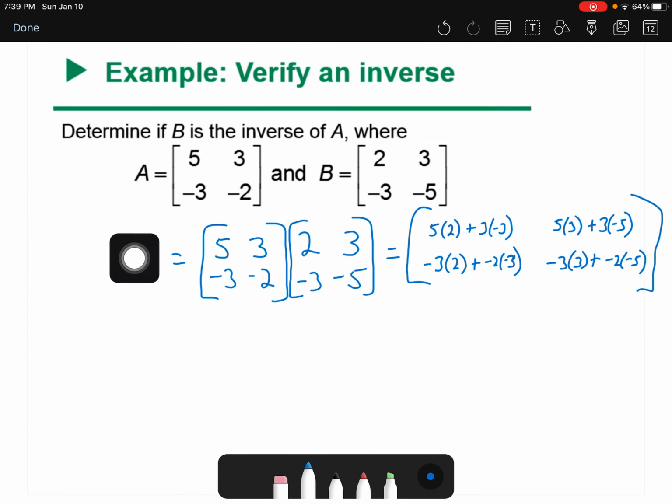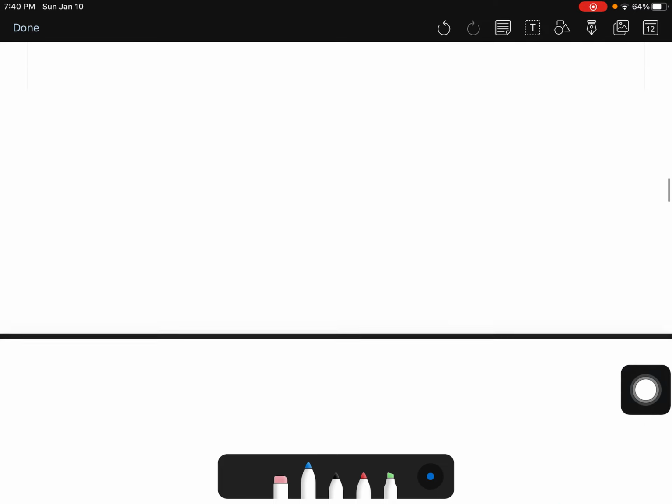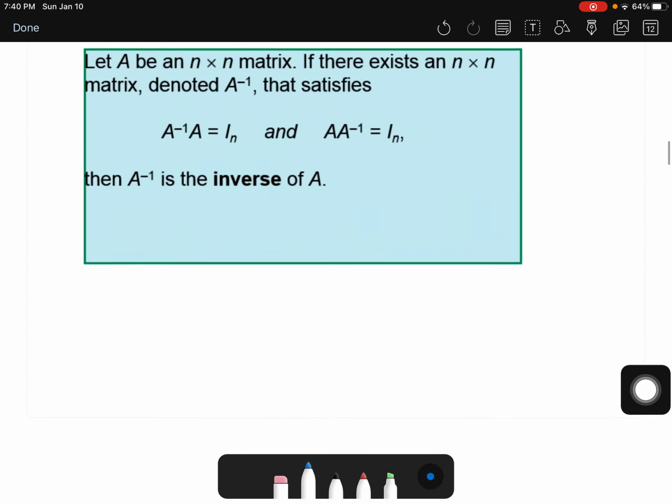Okay, so here it says determine if B is the inverse of A. The way we're going to do that is we're just going to multiply A times B, and actually you can do either A times B or B times A. When we multiply it, if we get the identity matrix, then we know that yes, B is the inverse of A.